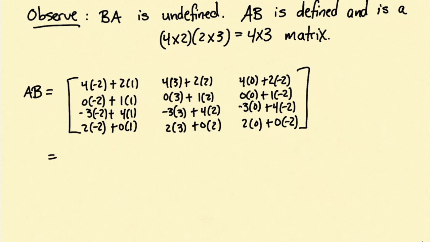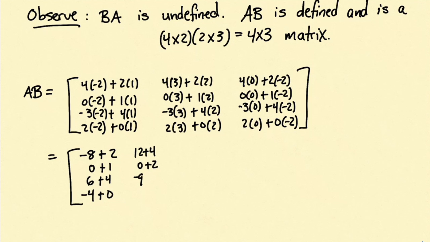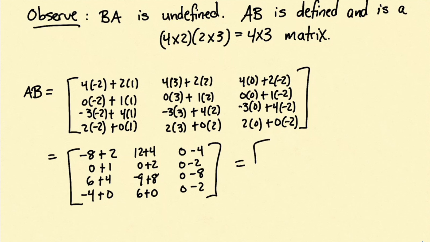The first column becomes negative 8 plus 2, 0 plus 1, 6 plus 4, negative 4 plus 0. The second column becomes 12 plus 4, 0 plus 2, negative 9 plus 8, 6 plus 0. And the third column becomes 0 minus 4, 0 minus 2, 0 minus 8, 0 minus 2. So the 4 by 3 matrix A times B is negative 6, 1, 10, negative 4 in the first column, 16, 2, negative 1, 6 in the second, and negative 4, negative 2, negative 8, negative 2 in the third.